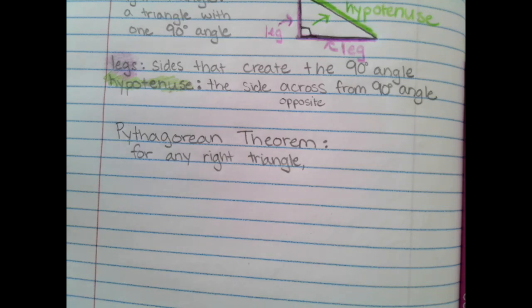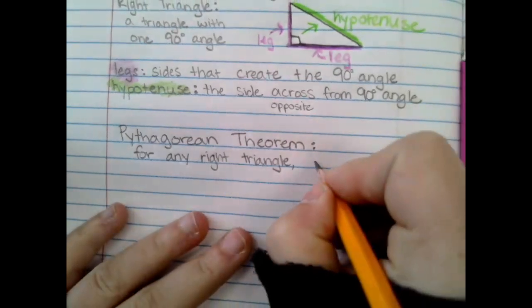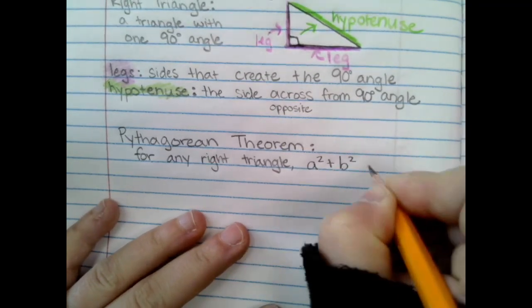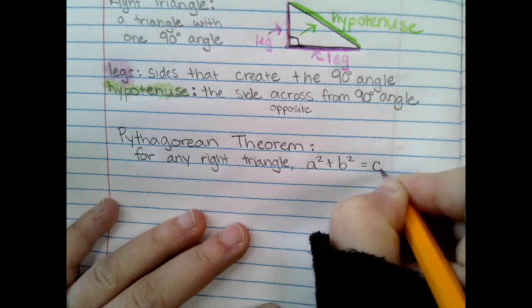No? Cool. All right. For any right triangle, a squared plus b squared equals c squared.